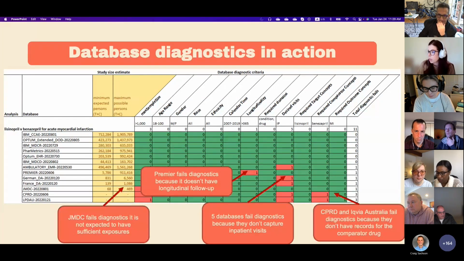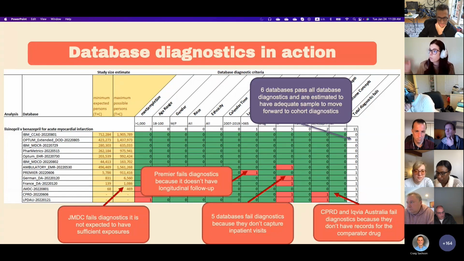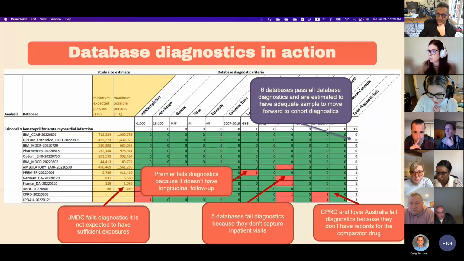And there were a couple of different things. Certain databases failed because they didn't capture inpatient visits. Premier fails because it doesn't have enough longitudinal follow-up. But we found that 6 databases passed all data diagnostics. And this was just for that one simple question on the 13 databases in the J&J network.